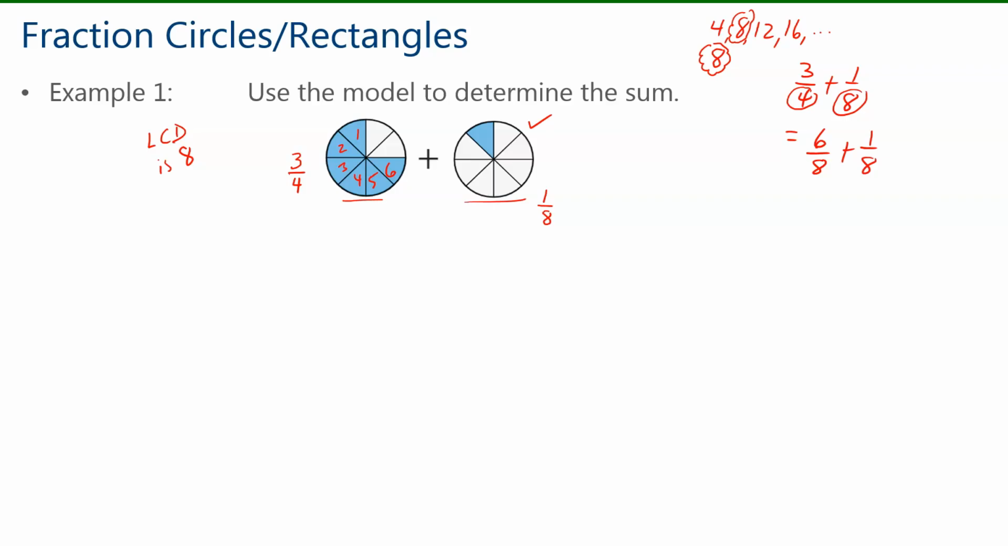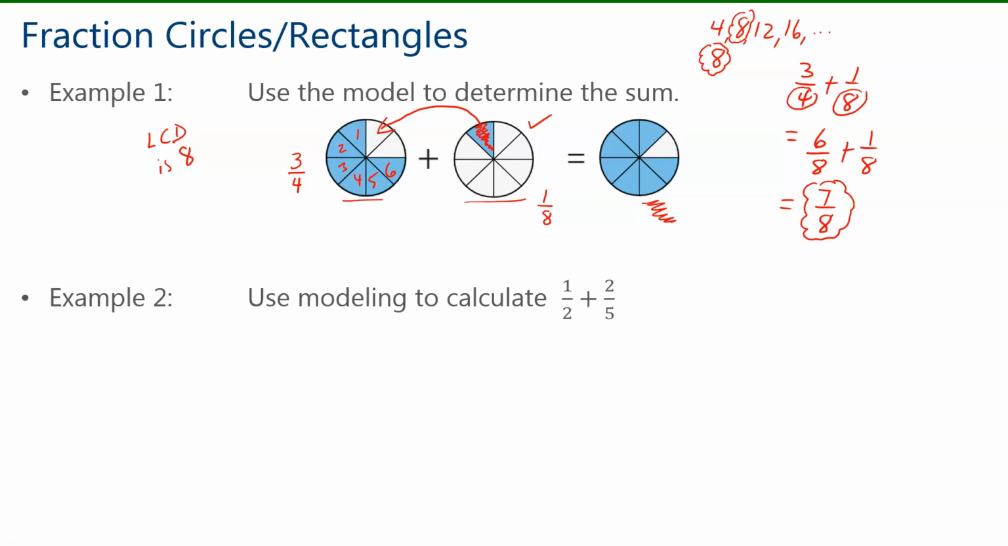So now we have 6/8 plus 1/8. And I'm going to take this 1/8 piece and combine it into the one whole. So I'm going to move it over here. So now we have this picture, and we see that 7/8 are shaded when they combine. And 7/8 is in simplest form.